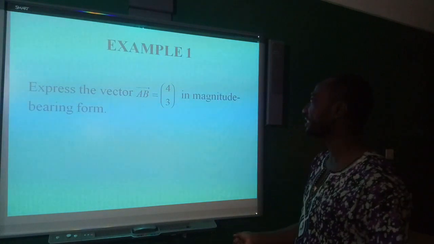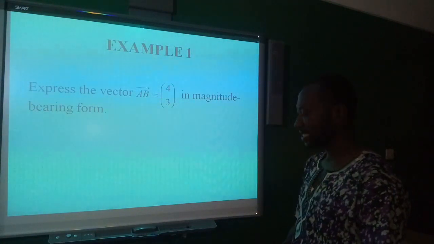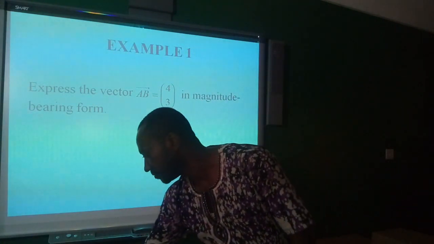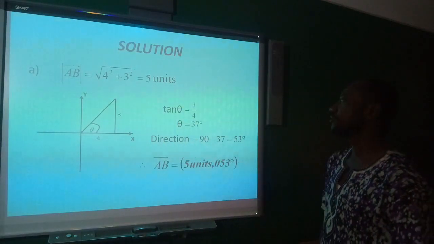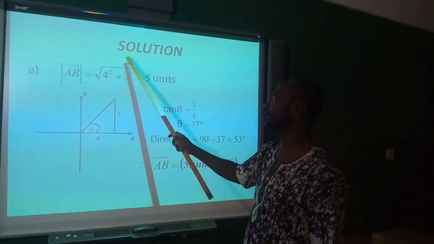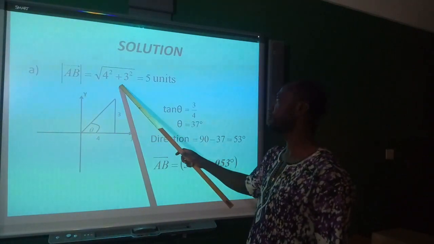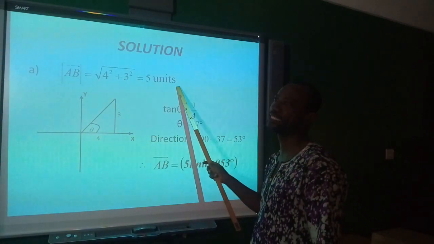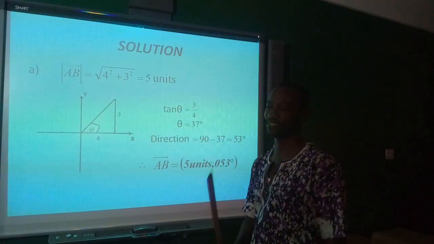I hope you have started finding the magnitude already. Let's look at the solution. So first part, you find the magnitude of the vector. That is square root of 4 square plus 3 square. That will give us what? 5 units. Then it's left with the direction.